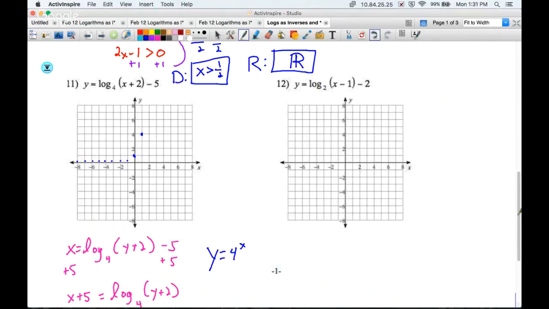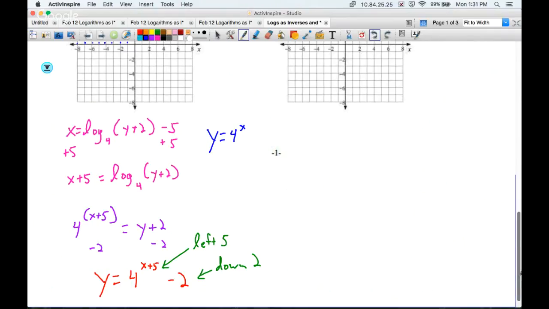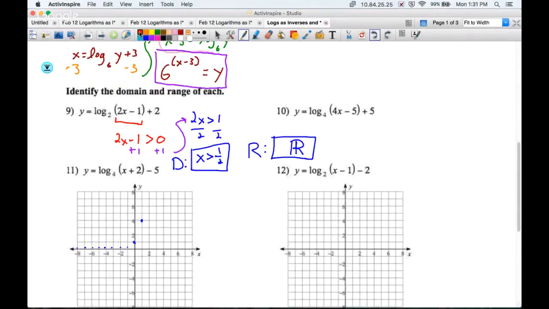All right, now I want to shift each one of those points left 5 and then down 2. So if I move left 5, 1, 2, 3, 4, 5, and then down 2, right about there. 1, 2, 3, 4, 5, down 2. It's about there. And this trails off to a horizontal asymptote of y equals -2.